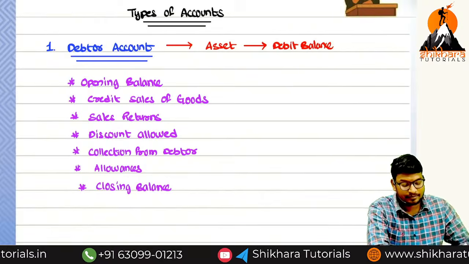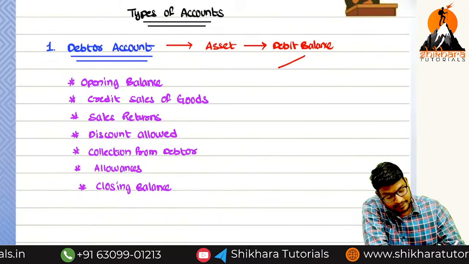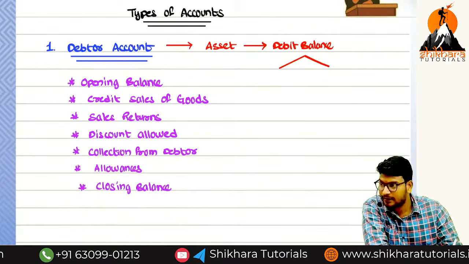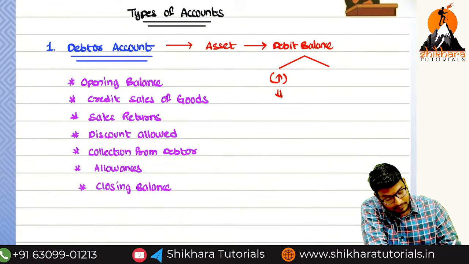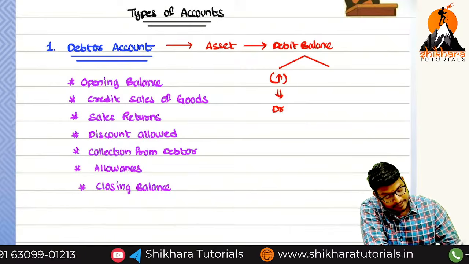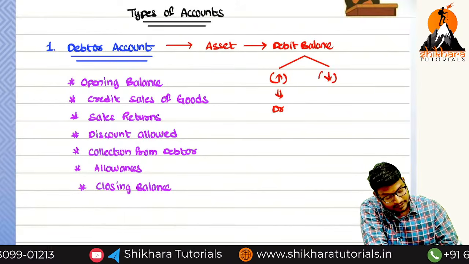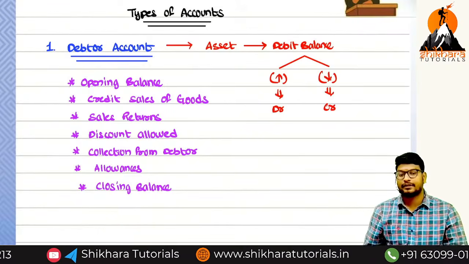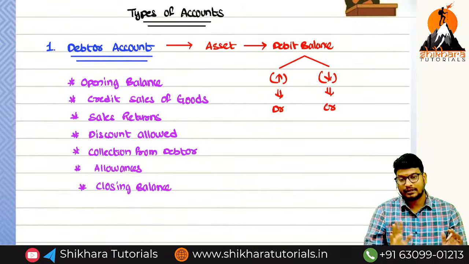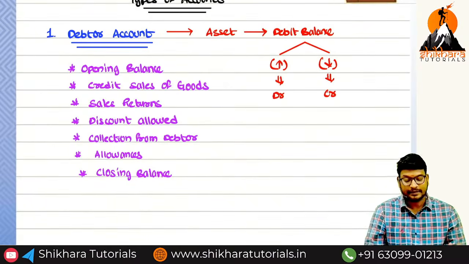The debit balance can either increase or decrease. If the debit balance increases, what can we do? The same, debit, we can do. If it decreases, what can we do? The same credit we can do, the opposite, credit, we have to do. These are the rules. Now let us decide.